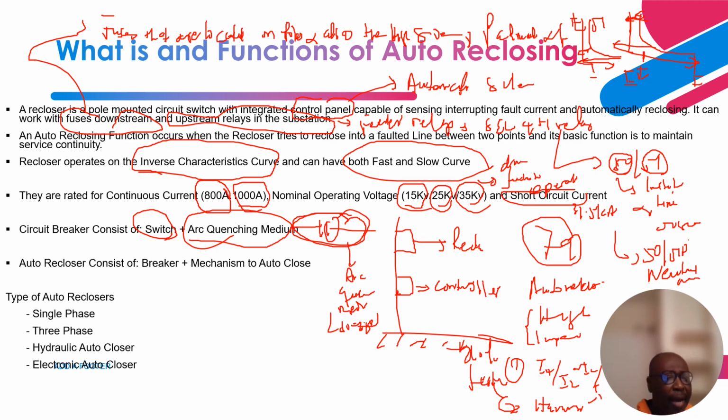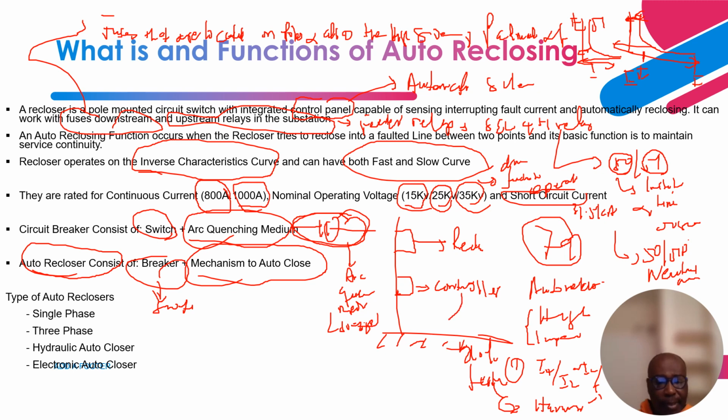On the other hand, a recloser consists of a breaker or switch plus a mechanism to auto reclose and open, and that comes from this controller over here, right? The breaker mechanism is the one that you see on top of the pole.